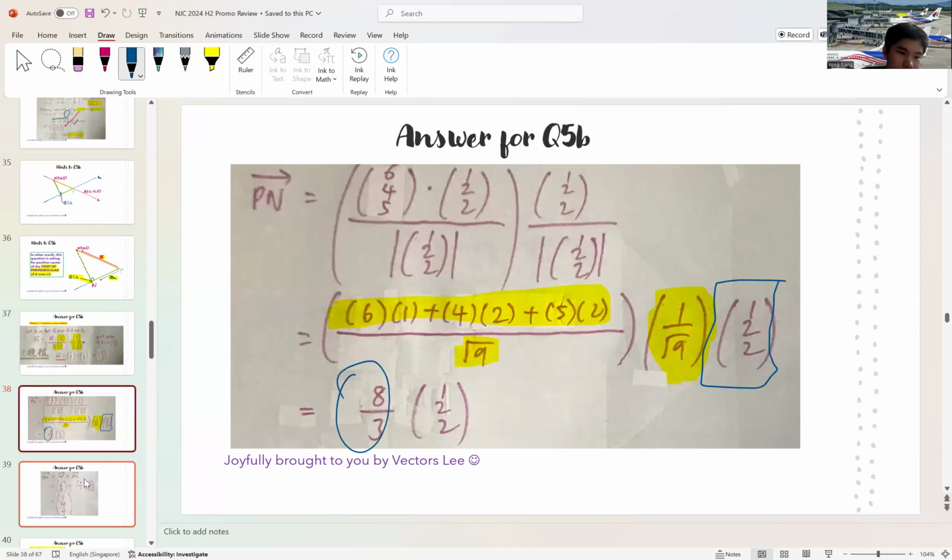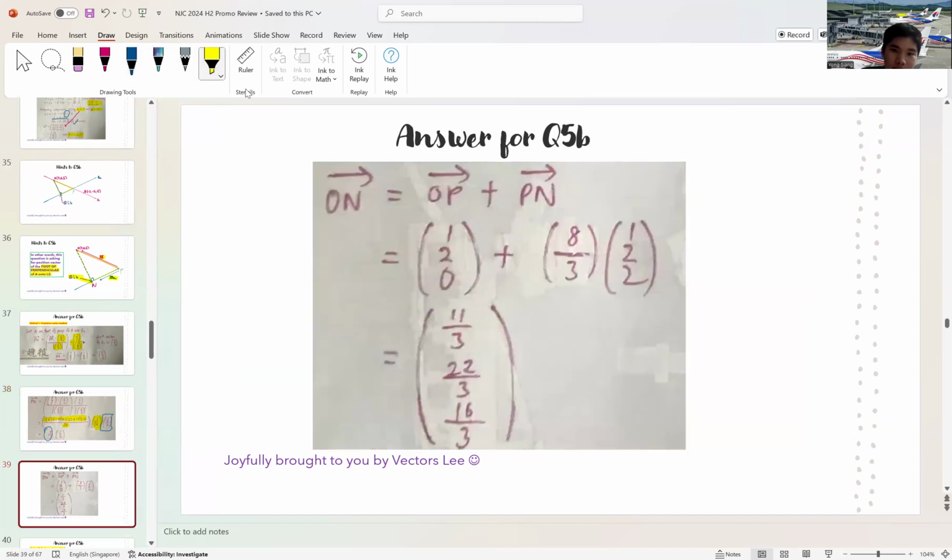So this is Pn. Now what the question wants is the position vector of n, the foot of perpendicular. So I just need to do a very simple vector addition. This is OP, which I found earlier. That is the reason why the question asked me to find the coordinates of P, because I can connect it to part B.